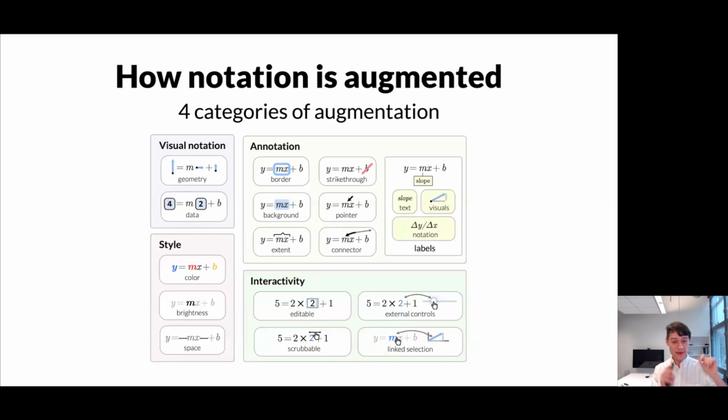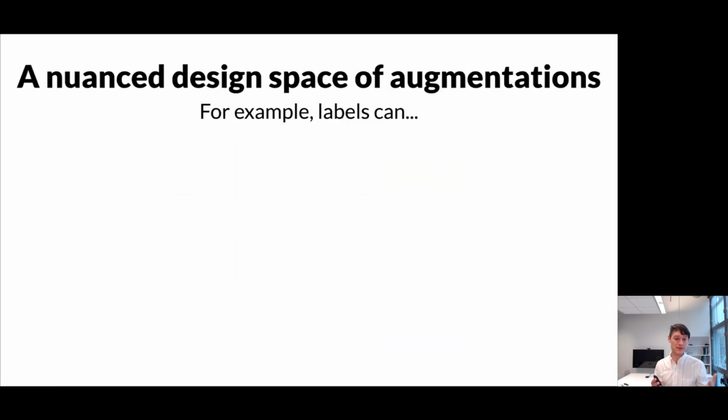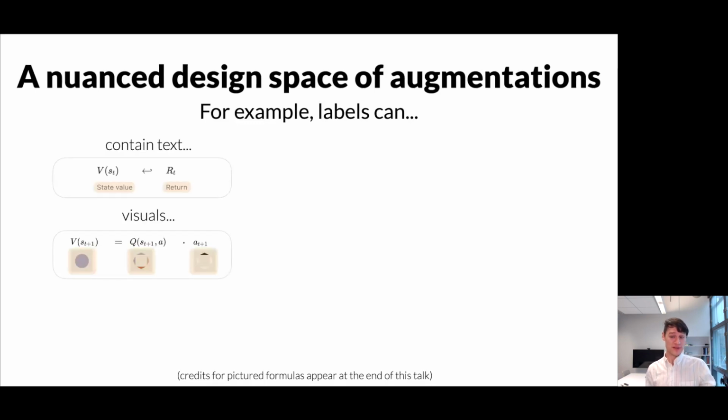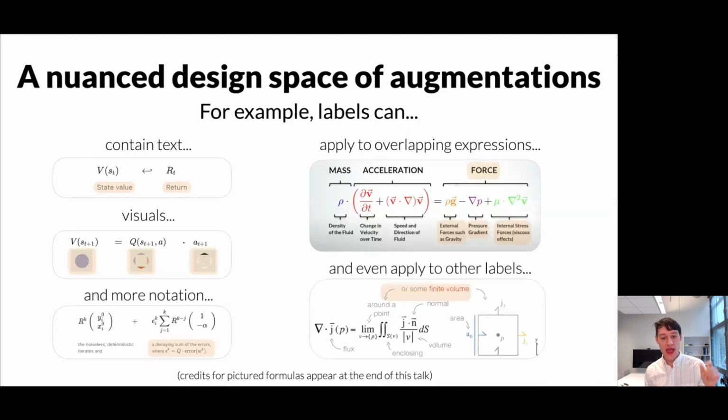The design space involved in any one of these particular augmentations could actually be rather nuanced. So let's take the example of just labeling formulas. What we saw is that with labels, you can use them in many different ways. For instance, they can contain text, they can contain illustrative visuals, they can contain yet more notation that helps to describe the expressions that you're trying to describe. They can apply to overlapping expressions, describing formulas at multiple levels of resolution. And some of these labels could actually apply to additional labels, clarifying the contents of those other labels.